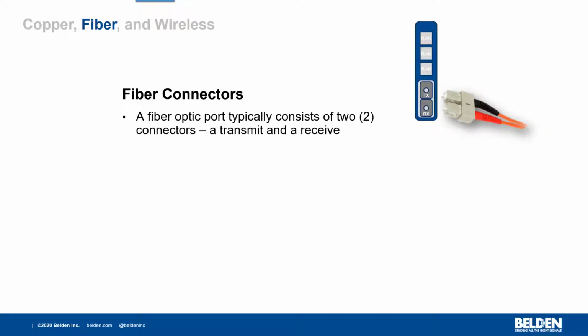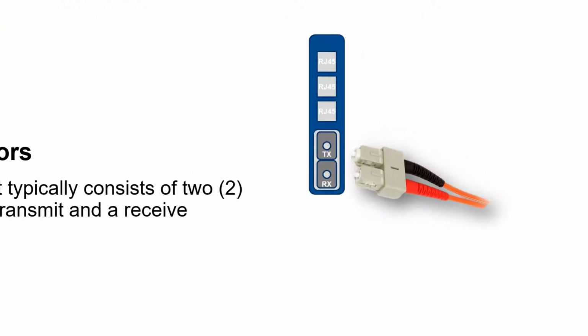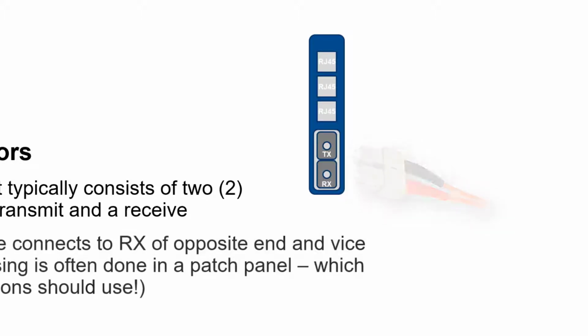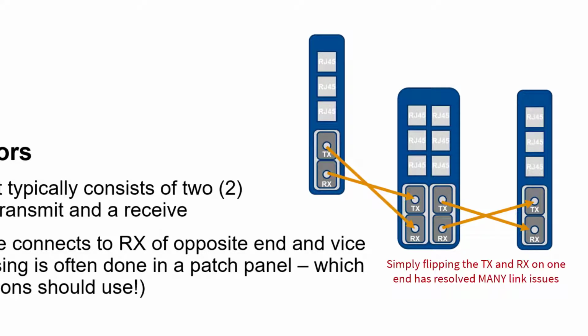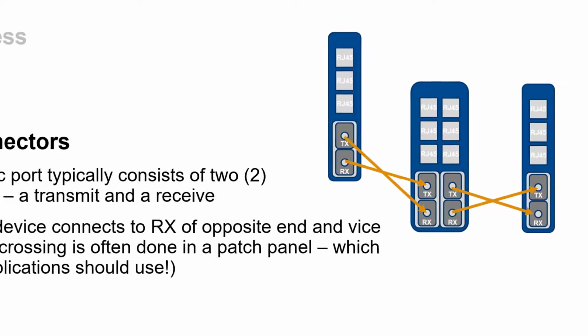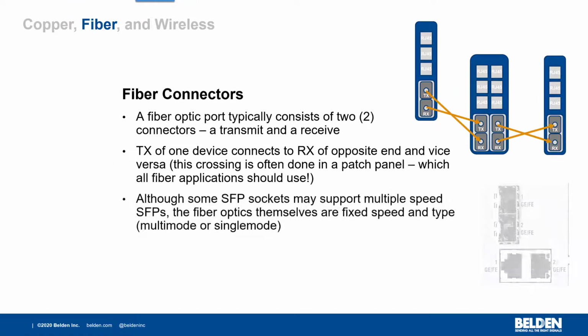There are different types of fiber optic connectors, but inevitably every fiber optic port consists of two connectors, both a transmit and a receive. It also needs to be kept in mind that the transmit of one device will connect to the receive of the opposite end and vice versa. This crossing over is typically done within a patch panel, which all fiber optic applications should utilize.